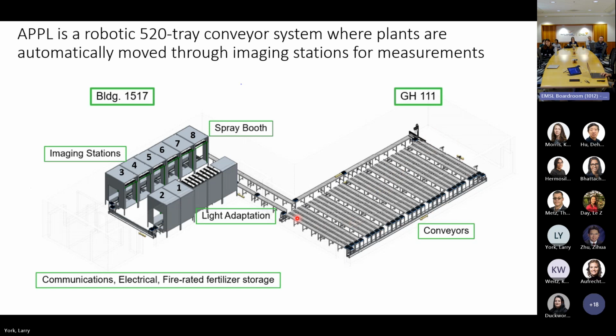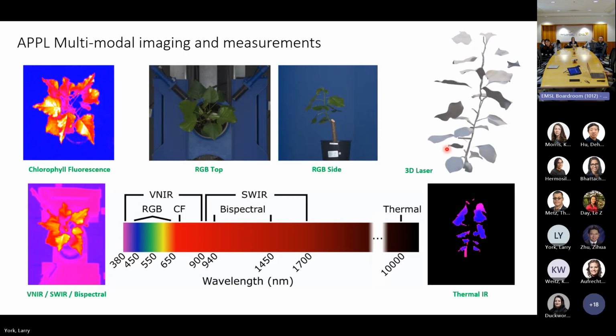And they're conveyed through the system into this brick building that was built, which, when they did the project, building a brick building was the bulk of the cost. The plants move through several imaging stations, which I'll explain on the next slide. So they move through and get imaged, the data stored, and they move back out, and then they go out to the back where there's a watering station and things like that.